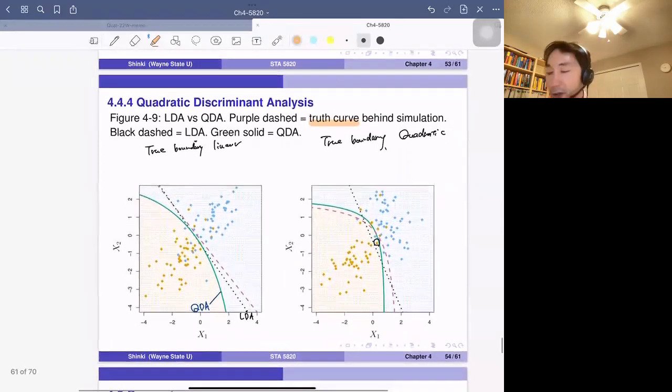Okay, that's it for today. Next time we discuss how to implement LDA, QDA, logistic regression, and KNN in R.